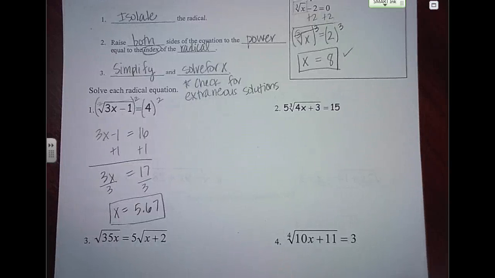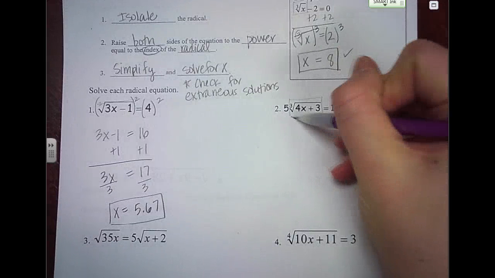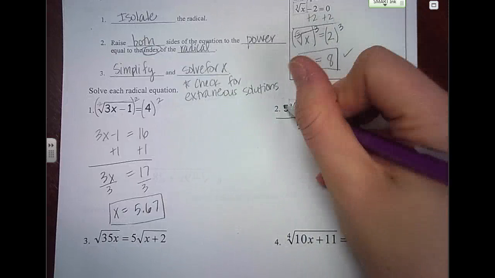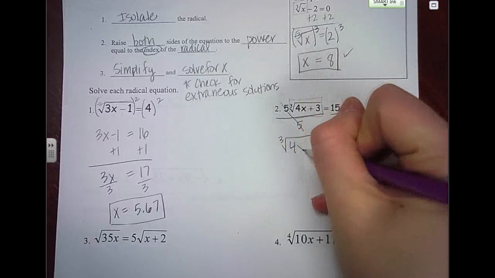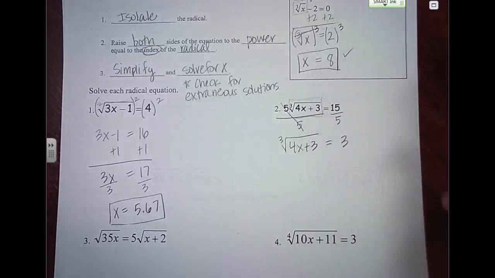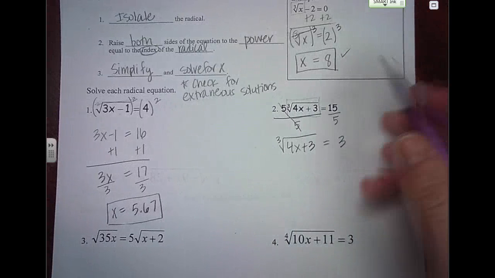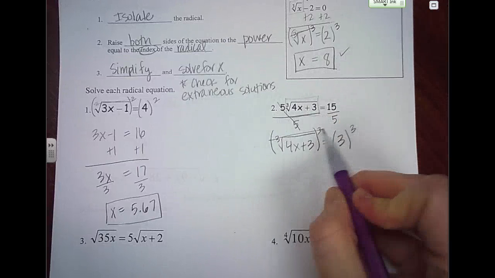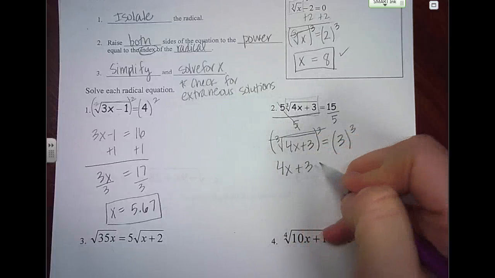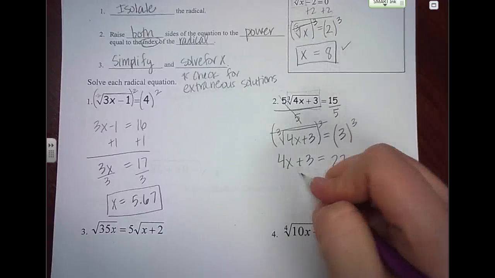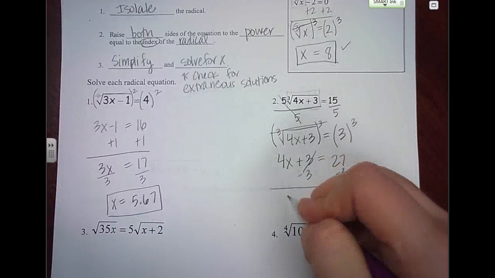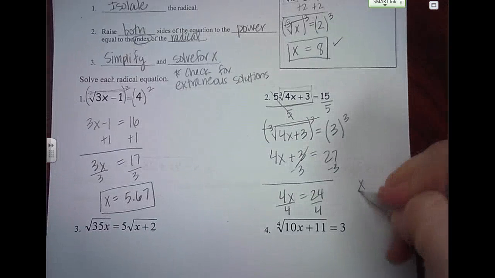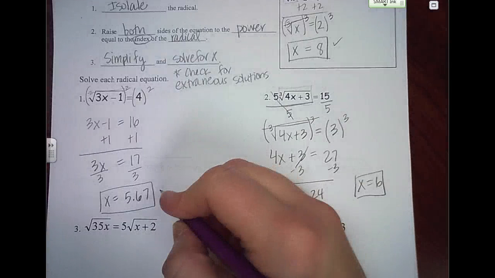Okay, number 2, isolate the radical. So here's the radical. So in order to get that by itself, I'm going to divide by the 5 because the 5 is being multiplied. So now I have cube root of 4x plus 3 equals 3. Step 2, raise both sides to the power equal to the index. So I'm going to raise it to the third this time. So that cancels out. I get 4x plus 3 equals 27. Subtract the 3. 4x equals 24. Divide by 4. X equals 6. Oh, I didn't check that one.